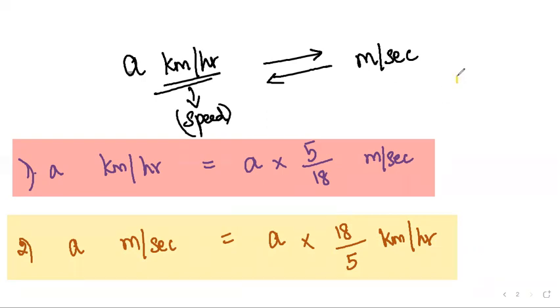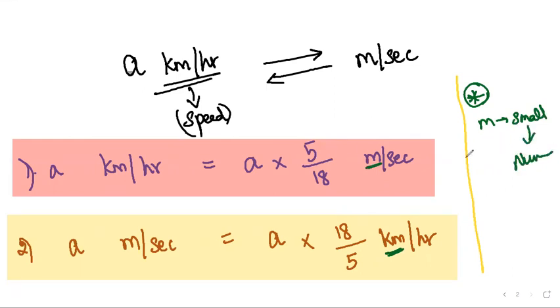Here I wish to give you a small tip that I used to remember. While attempting the test we'll be a little tense and we'll get confused whether to multiply with 5 by 18 or 18 by 5. It's very simple. Meter, kilometer. Meter is a small unit, so a small number will come in the numerator, so you have to multiply by 5 by 18. Can you guess the second number?